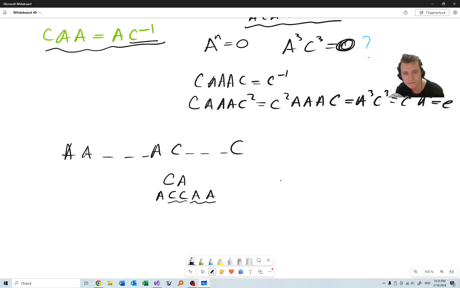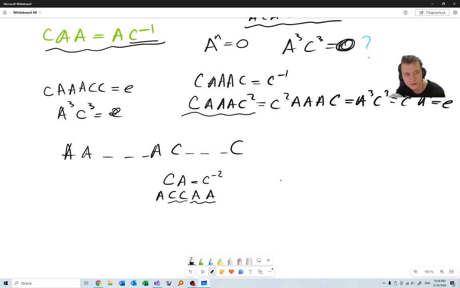Not really, because we know that this is zero. And this means that we can actually simplify it. Why can we simplify it? Because we say that a cubed c cubed is what? Is zero. So basically we can say that C A C C is neutral element. And this means that it is C to the power minus 2.